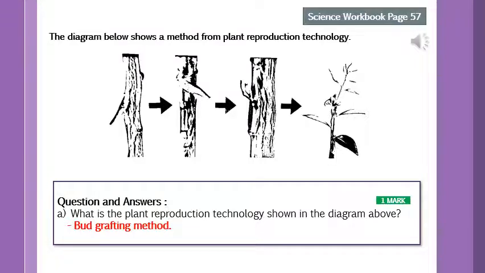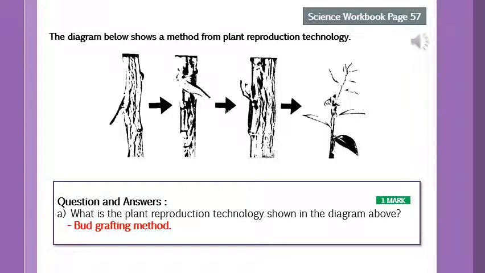What is the plant reproduction technology shown in the diagram above? This is for 1 mark, okay? So your answer should be just short and simple. So, what is the technology shown? Like I said before, it is not marcotage. So the answer is bud grafting method.